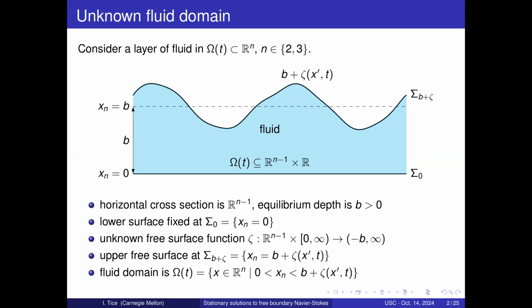The lower surface is Sigma(0). So the idea is that if the graph of something is being given, I write Sigma of whatever the function is that gives me the graph. And then the domain itself, Omega of t, is just a collection of points for which the vertical variable is bounded below by 0 and above by b plus zeta.